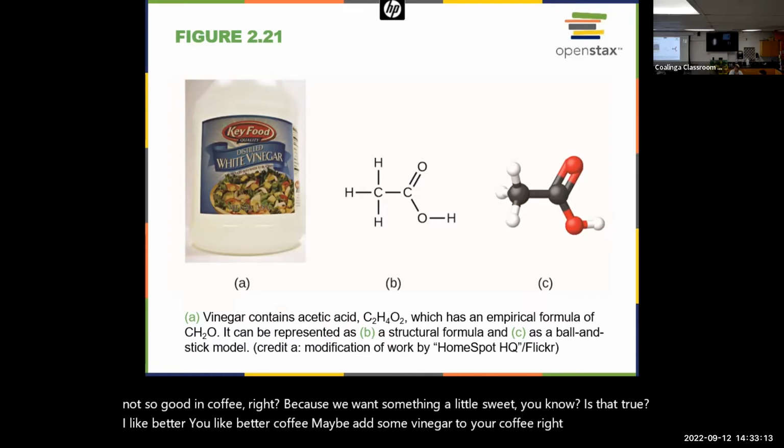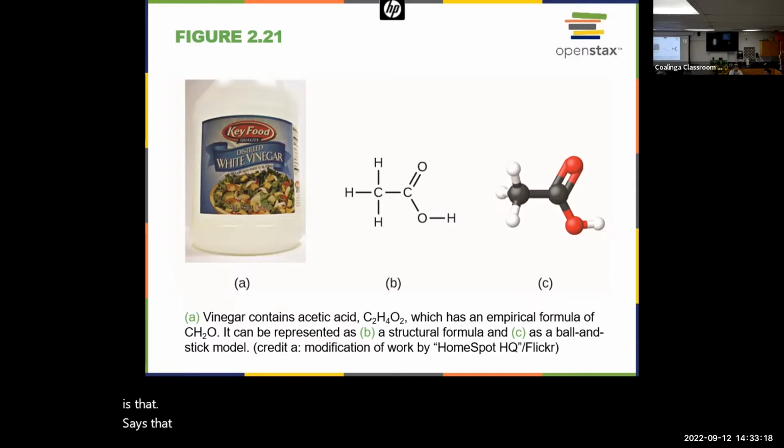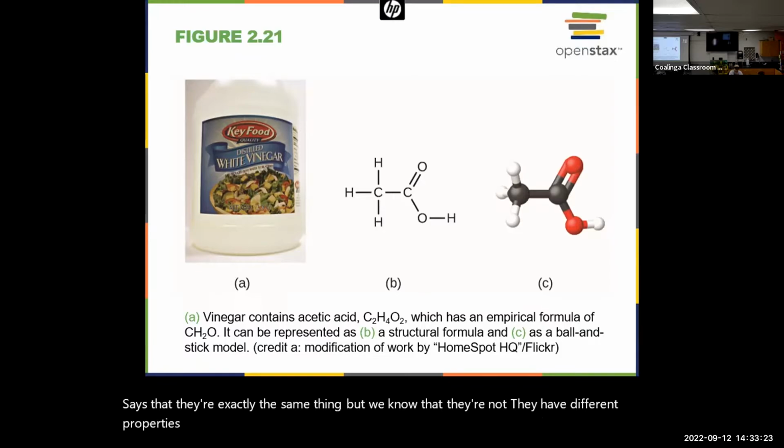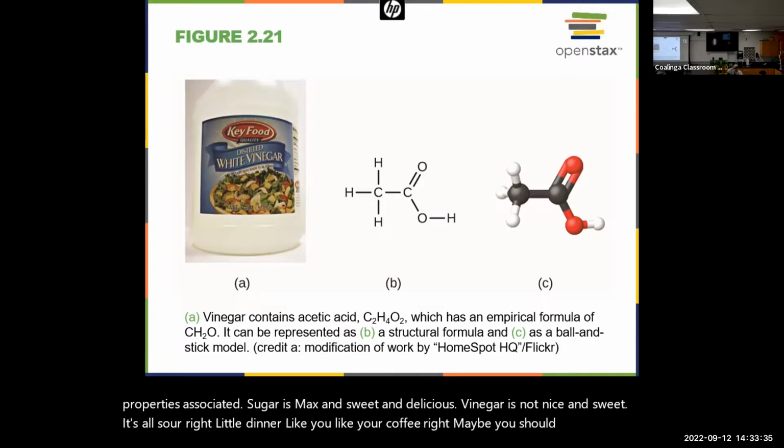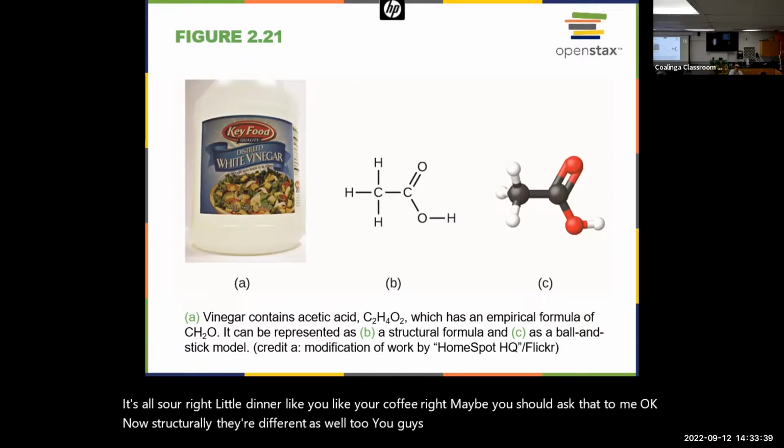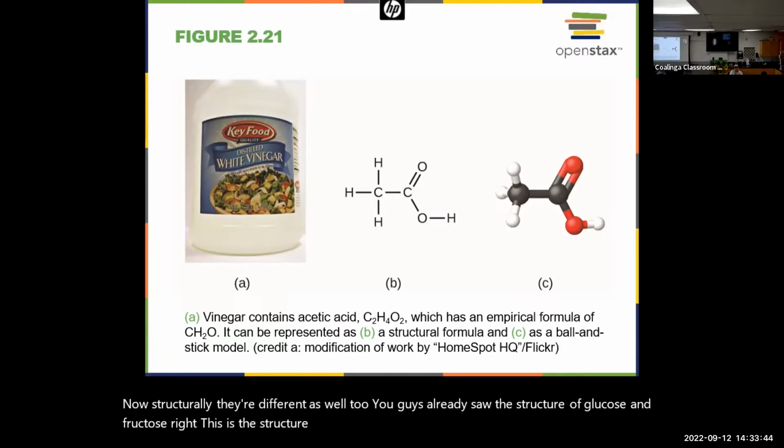So the thing is that if the empirical formula says that they're exactly the same thing, but we know that they're not. They have different properties associated. Sugar is nice and sweet, delicious. Vinegar is not nice and sweet. It's a little sour, a little bitter, like you like your coffee. Maybe you should add some vinegar. Now structurally, they're different as well. You guys already saw the structure of glucose and fructose, right? This is the structure of acetic acid. They look nothing alike, right?